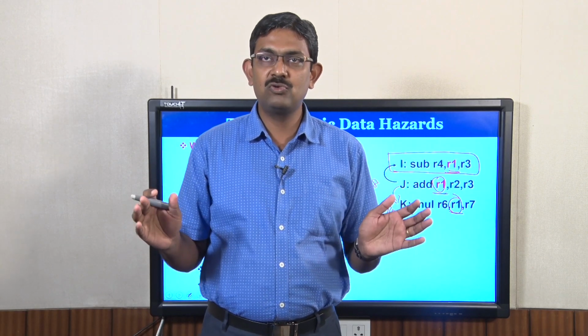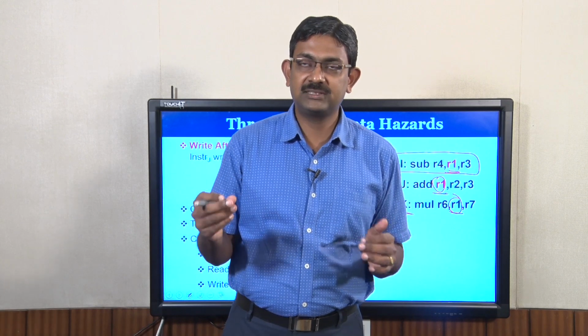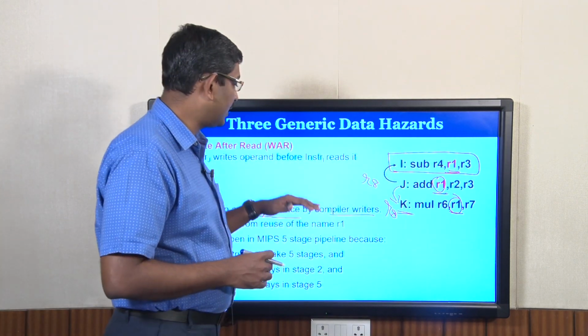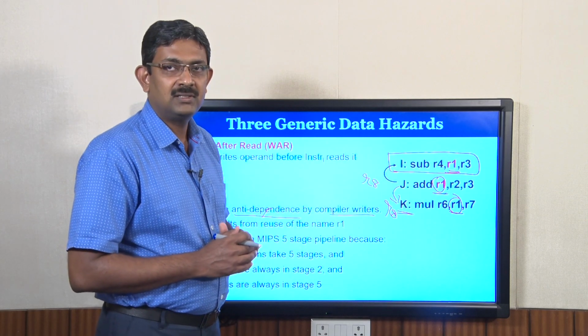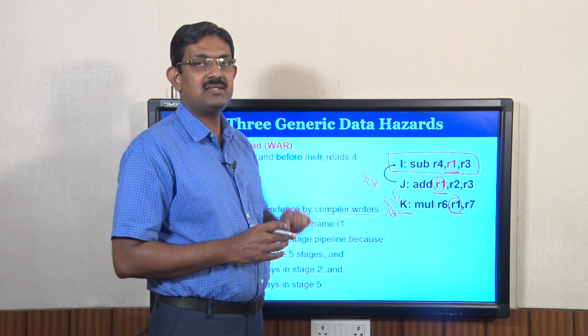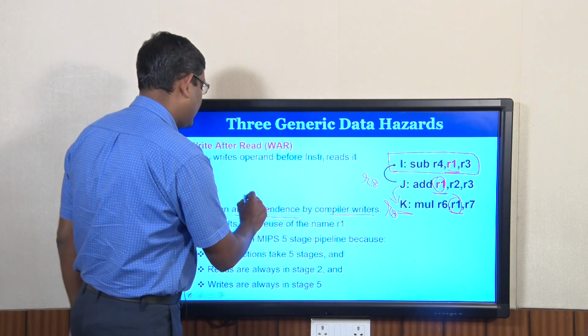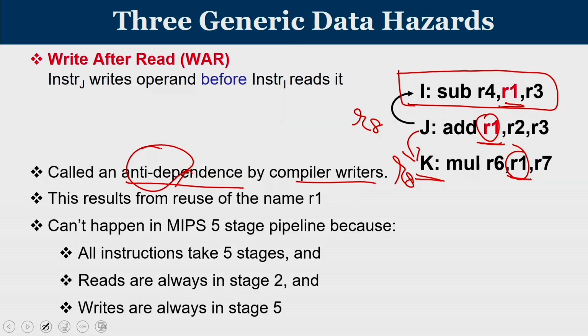So, whatever name you use, the first instruction's result is needed. In this case, this is not a case of transferring a result. It is a case of the name of a register being a problem. So, this is known as the anti-dependence scenario that we have seen.